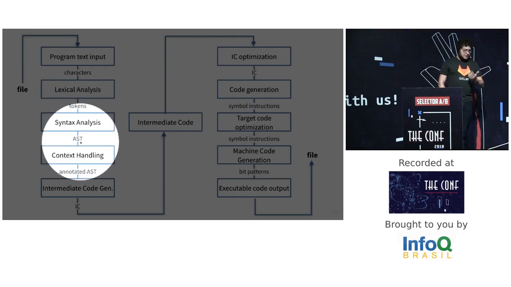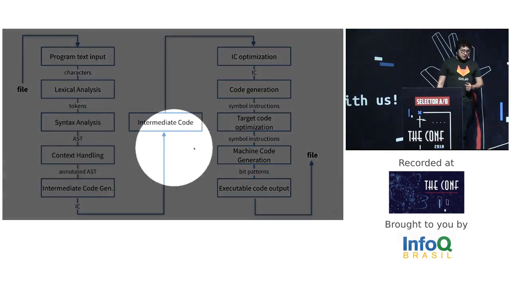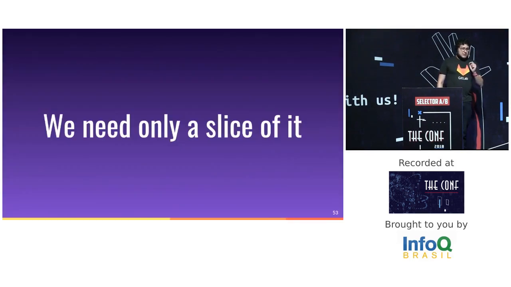The abstract syntax tree is used to do context handling and add annotations to it, and then it moves forward in the pipeline. So you have intermediate code generation, all the steps of optimization, the code generation part, and then target code optimizations until you get to your final binary code on the other end. But we don't need all of that. We just need a slice of it.